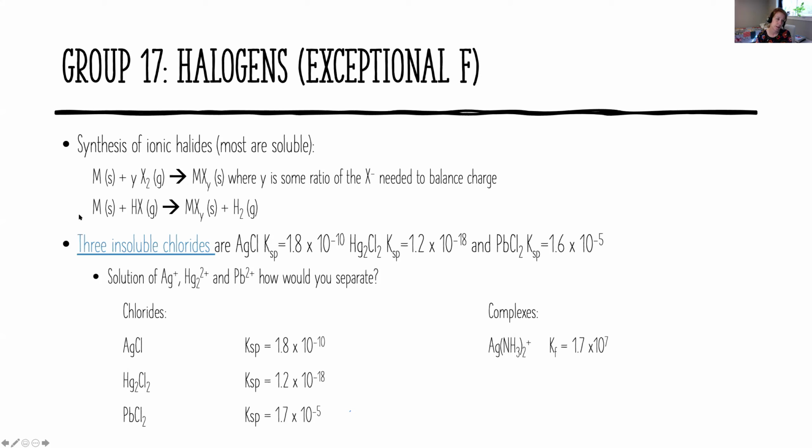So then the other way to do it is if I take chromium and I react it with HBr, then I can still get to my CrBr3 plus hydrogen gas. So that's the other way to do it. And so you're just synthesizing these halides by introducing the halide gas or the hydrohalide acid.